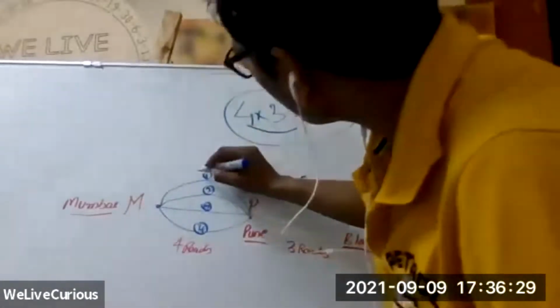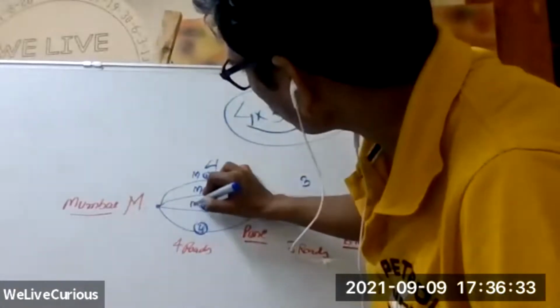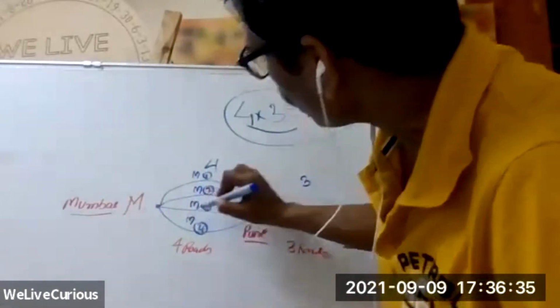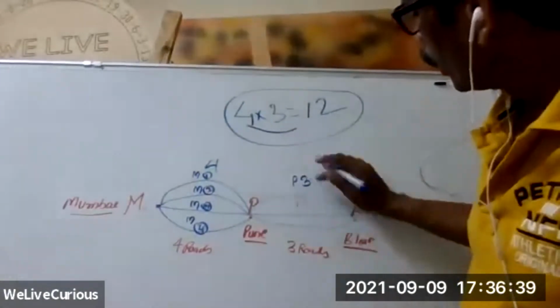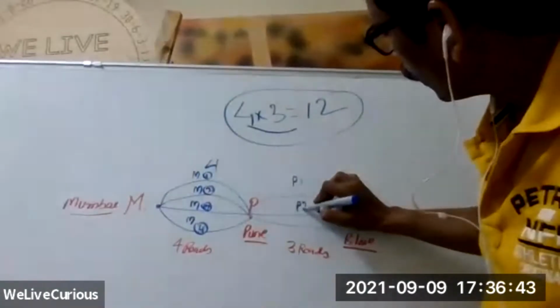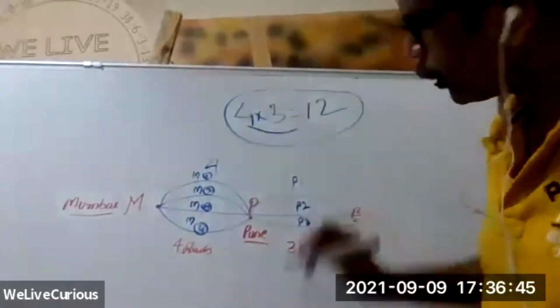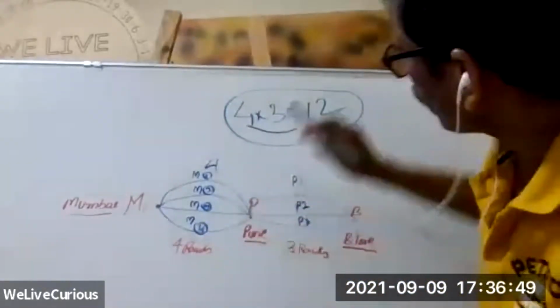Let us call this road number M1, this road number M2, this road number M3, this road number M4. We can have M1, P1, M1, P2. Can you please try to list all the options? Yes, we can appreciate that this is great.